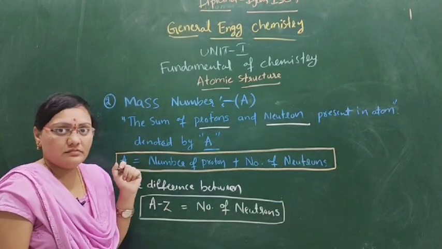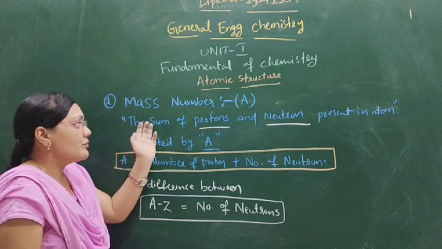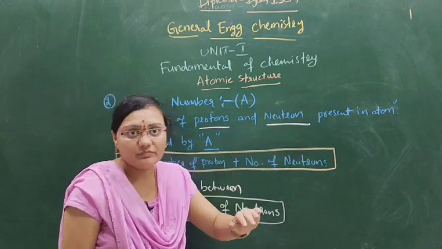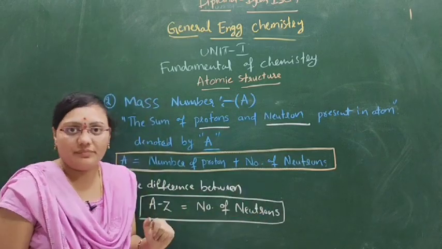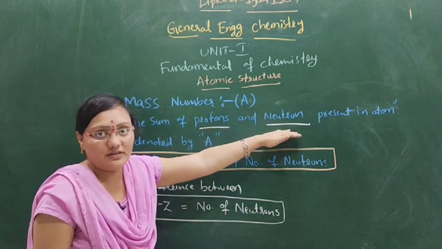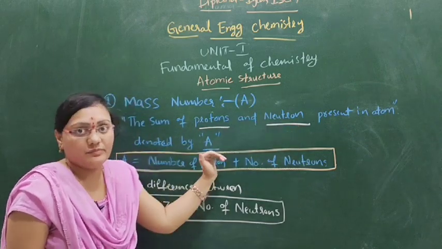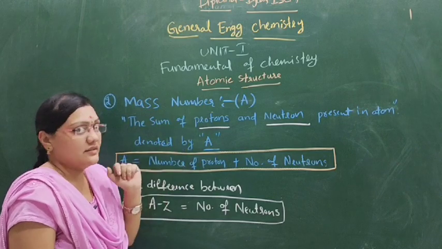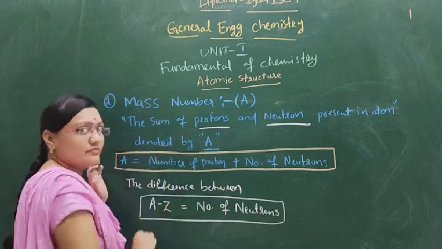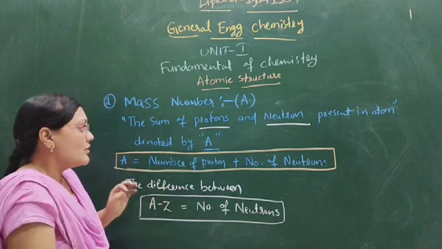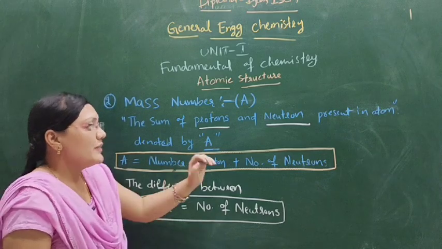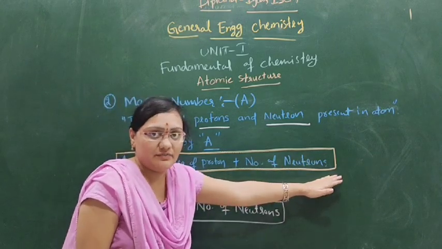Mass number. The sum of protons and neutrons present in an atom is called the mass number. The mass number is generally denoted by capital A. The mass number A equals the number of protons plus the number of neutrons.